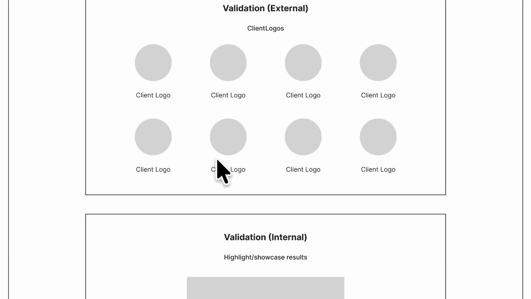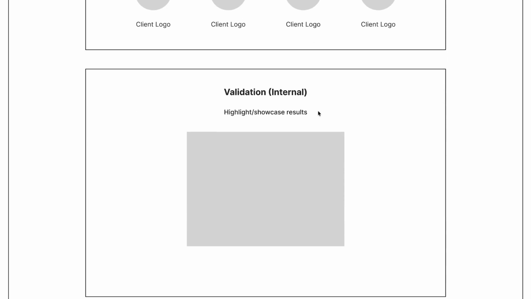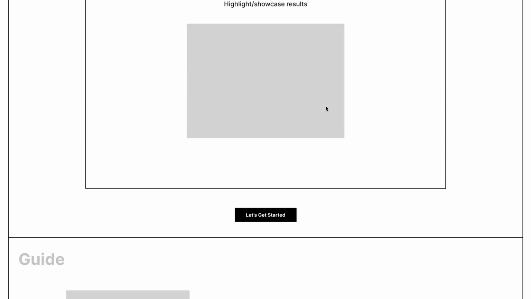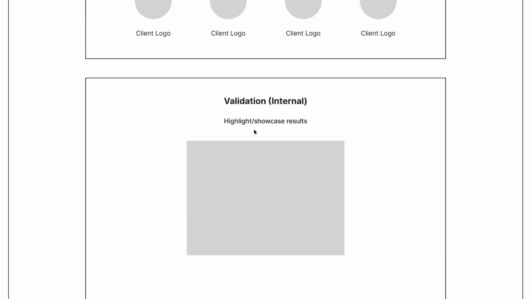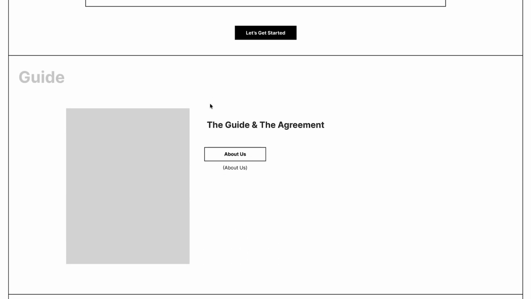So you can highlight your client logos. I like to break the proof into two segments: the external, which is where other people are validating you. So highlighting client logos or a case study, and then also internal stuff. Internal would be case study. External would be more maybe a testimonial, not a case study. So like maybe you get a quote or reviews or something like that. And then the next bit is the guide.